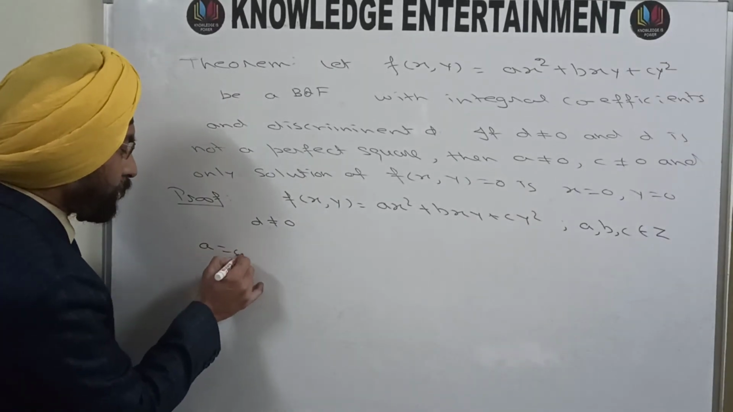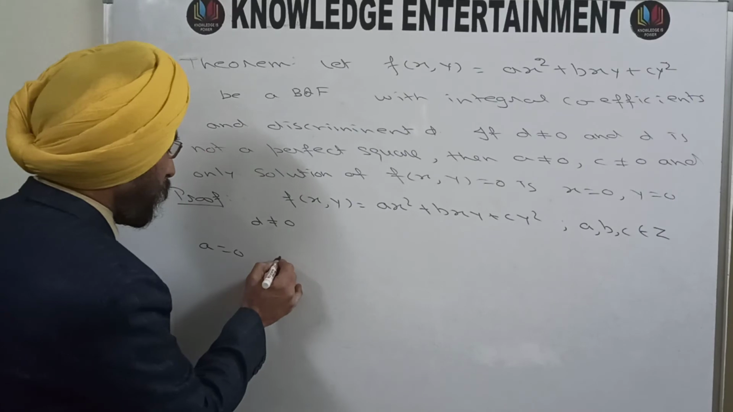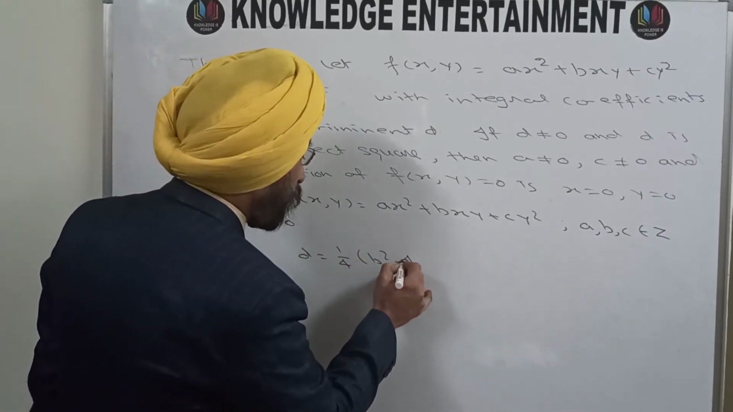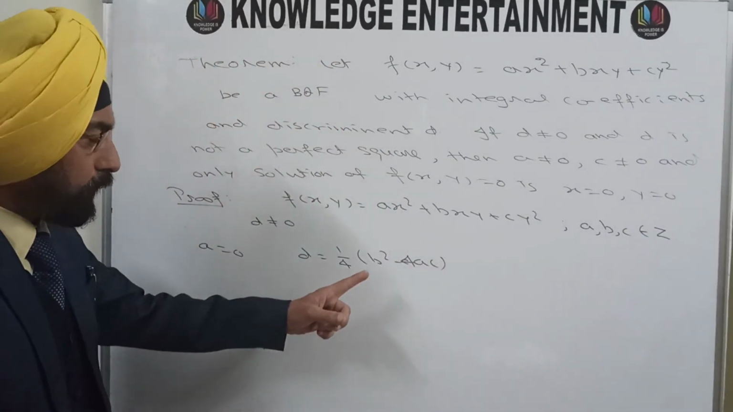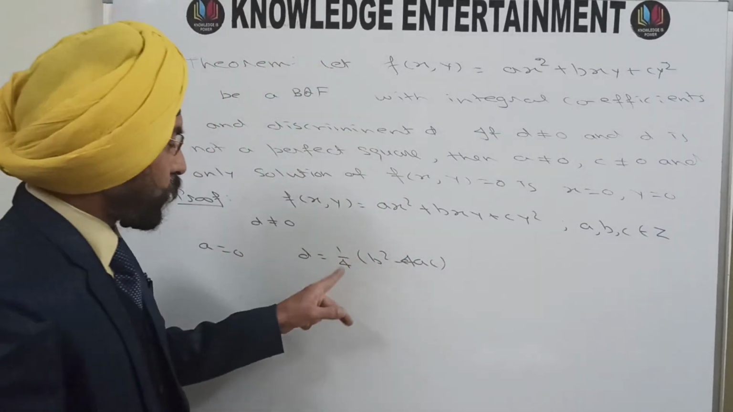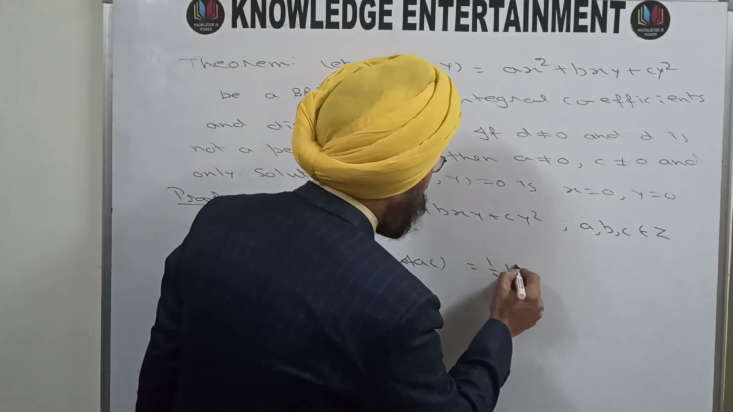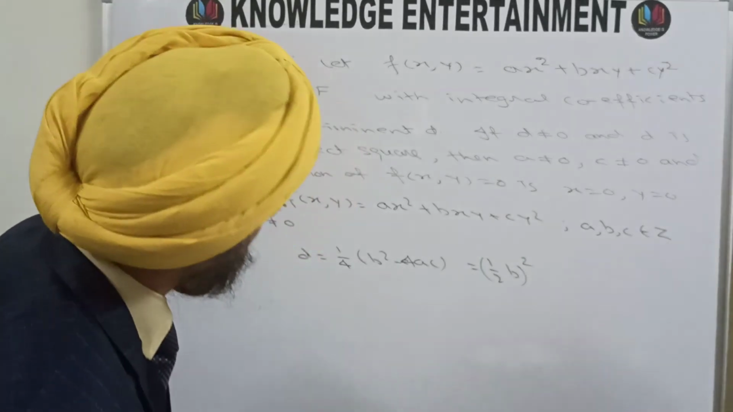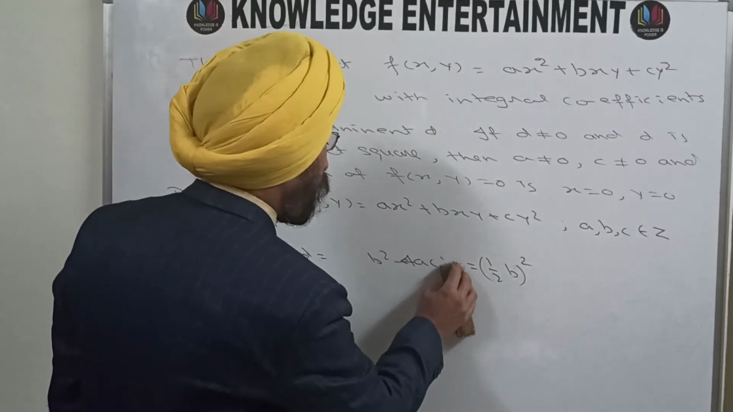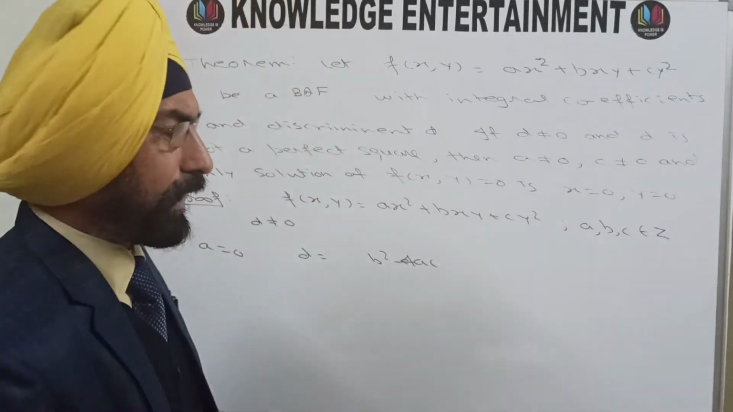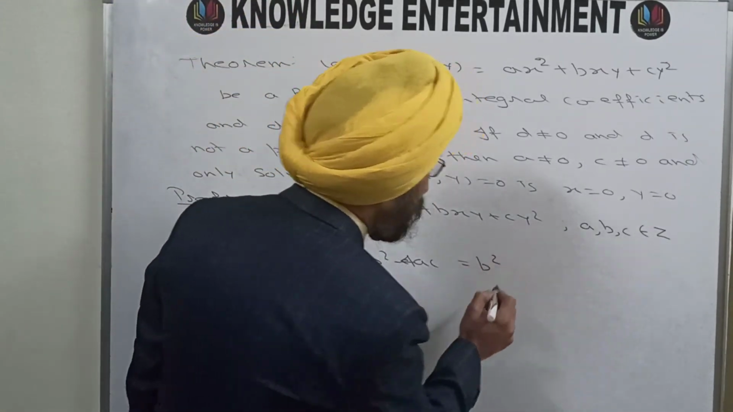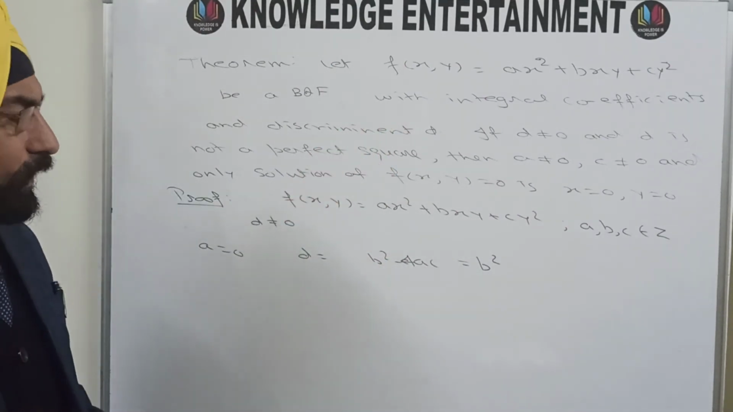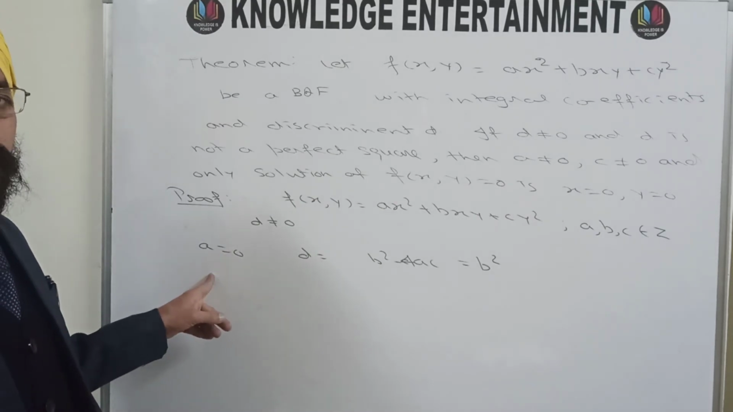Suppose a is 0, then what is your d? d is 1/4 (b² - 4ac). Now substitute the value of a here, you will get (b/2)², so it will be a perfect square. Better if we consider the discriminant as b² - 4ac instead of 1/4 (b² - 4ac). So it will become equal to b², a perfect square, which is not possible because we are given that the discriminant is not a perfect square. So this case is not possible. So a cannot be 0.